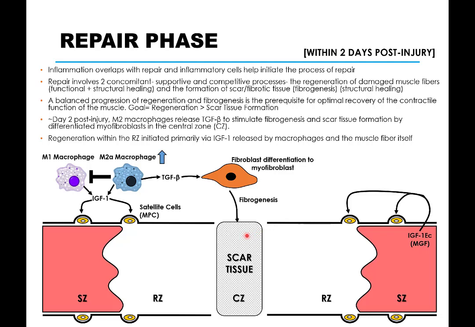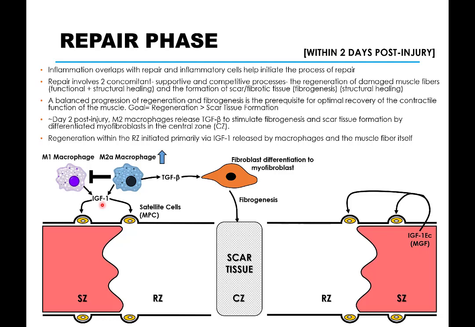So as fibrogenesis and scar tissue formation persists and this scar tissue begins to widen, you have regeneration occurring within the regeneration zones. So how does regeneration start? Like with any process, there needs to be a signal. Although there are multiple signals involved in the initiation of regeneration processes, the major one involved is a growth factor called IGF-1, insulin-like growth factor 1.